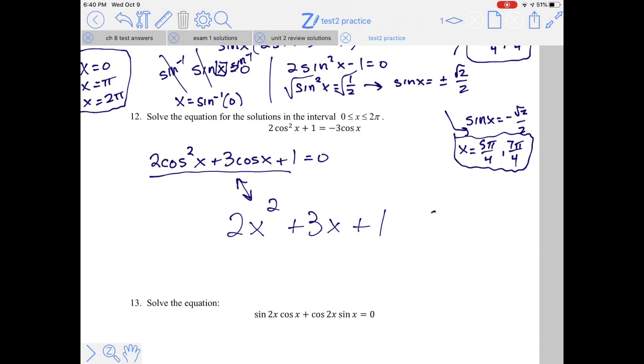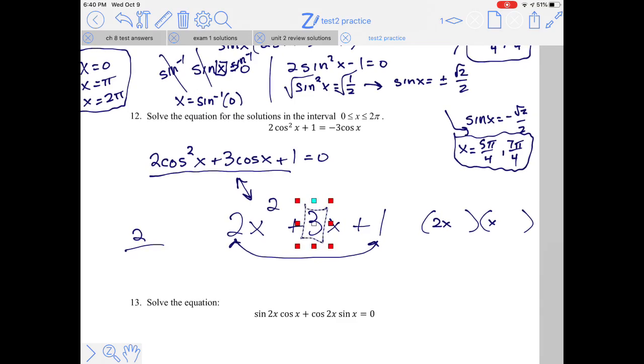2x squared plus 3x plus 1 would factor into two parentheses like this. One of them would be 2x, the other one would be x. One way you could do it, the traditional way, is you multiply the leading coefficient with the constant. So 2 times 1 is 2. Now we need factors of 2 that add to 3. So 1 and 2. Then you split that middle term up into these two values. So now you have 2x squared plus 1x plus 2x plus 1. Is this looking familiar? This is called factoring by grouping. You group the first two and the last two. What does this have in common? So if you factor out an x, you have 2x plus 1.